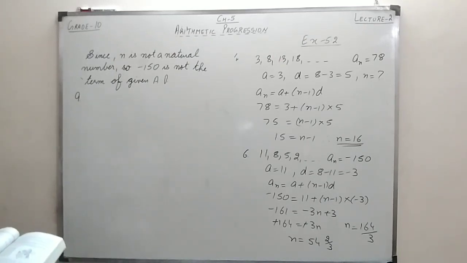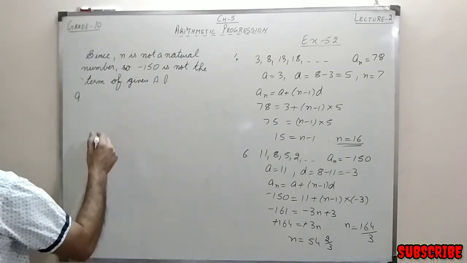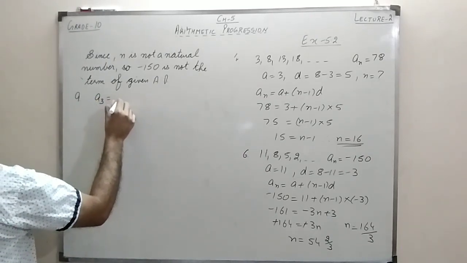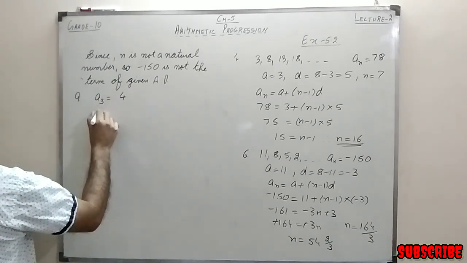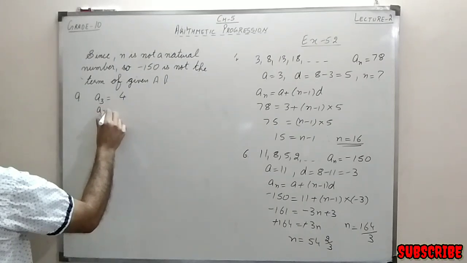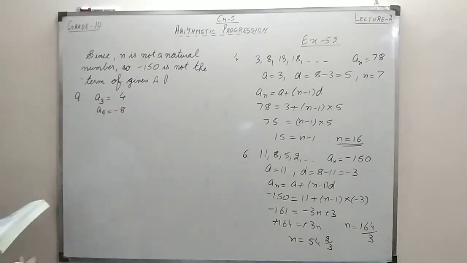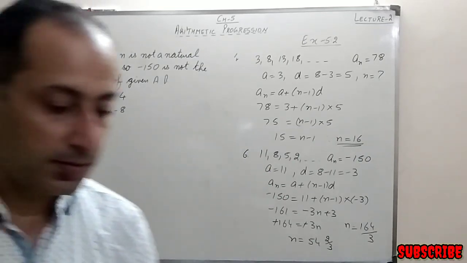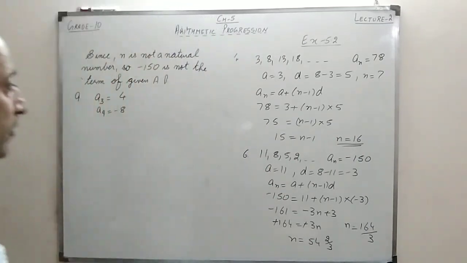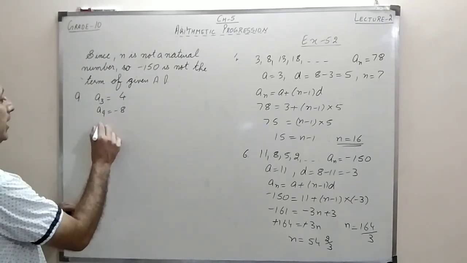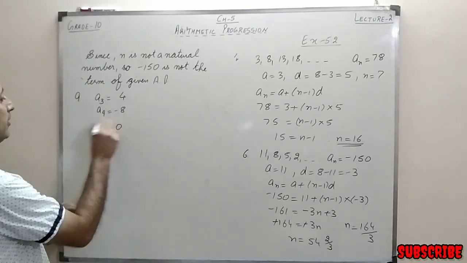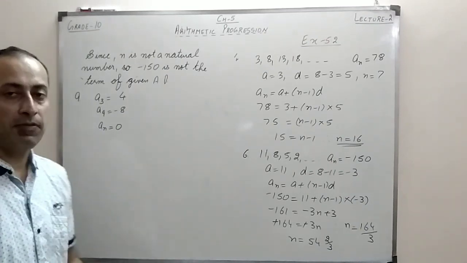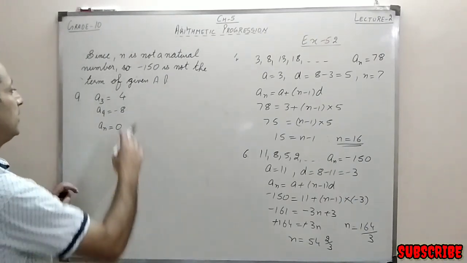It's given that the third term is 4 and the 9th term is minus 8. They are asking which term of an AP is 0. So what I have to find is that an is 0, and for this I have to find the value of n. So what is the first thing? I have to find a and d. And how? I simplify these two things.